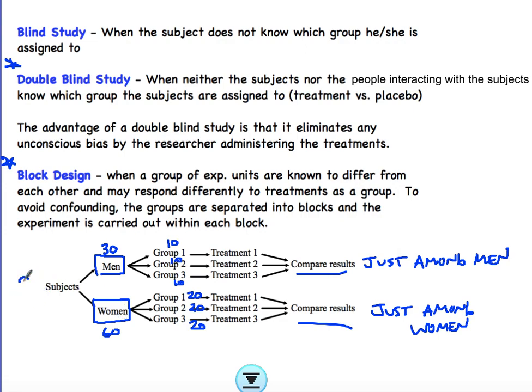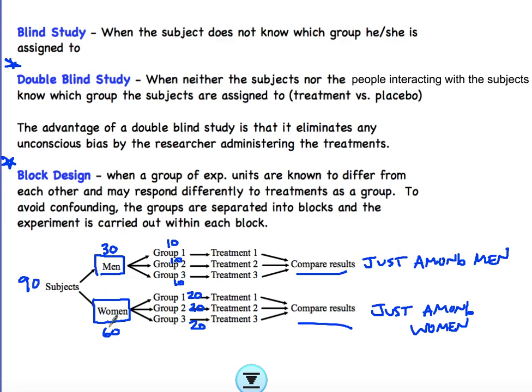So here I would have 90 total subjects. Now you do not form these groups randomly. You don't like go up to a person, flip a coin, and say you're going to be in the men group and you're going to be in the woman group.